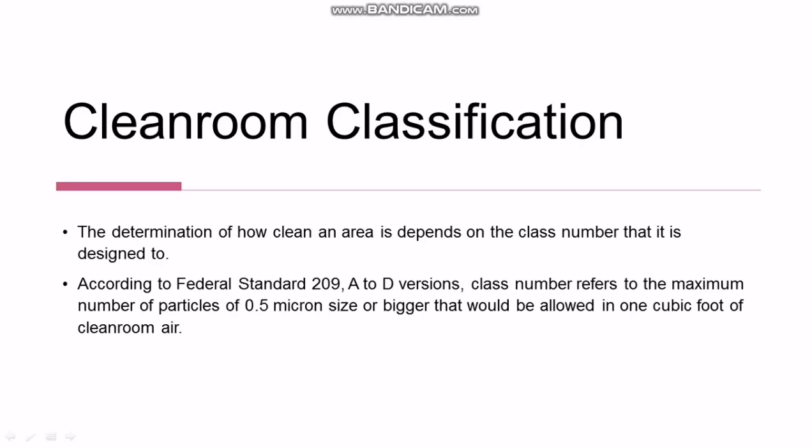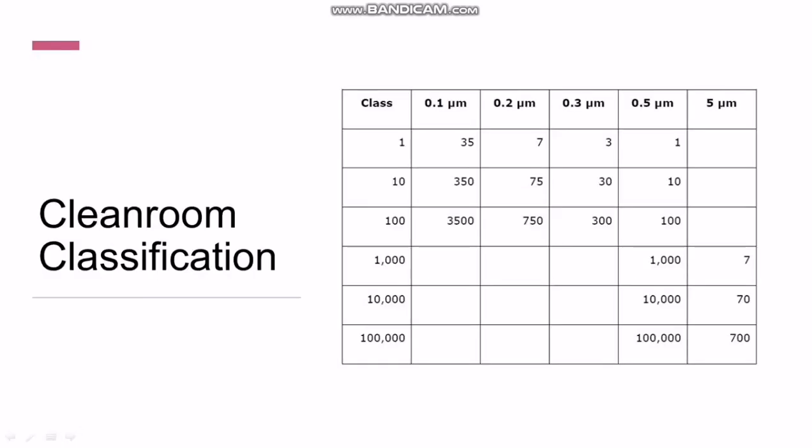For example, we have a 0.5 micron airborne particle. How many 0.5 micron airborne particles can be accommodated in 1 cubic foot of clean room air? This is the basic classification of clean rooms. These are some clean rooms, class 1, class 10. You have to first analyze, like I discussed in the previous slide, what kind of clean room you are dealing with, like a laboratory or pharmaceutical company. For example, if your clean room falls in class 1, then 35 particles of 0.2 micrometer size are allowable.